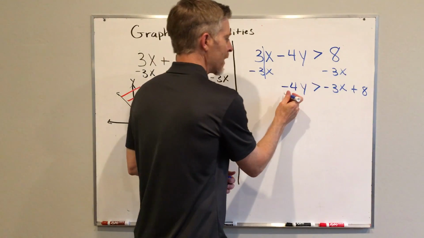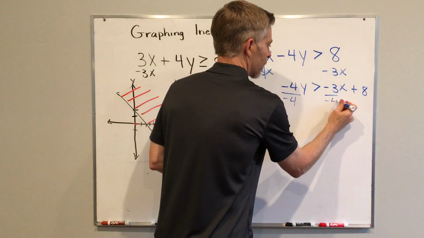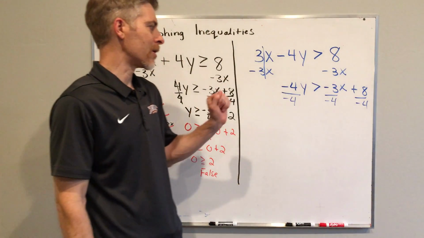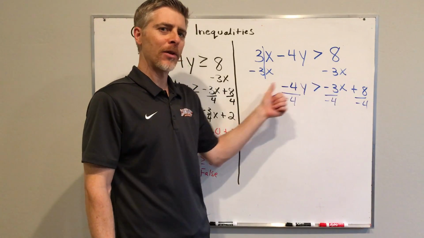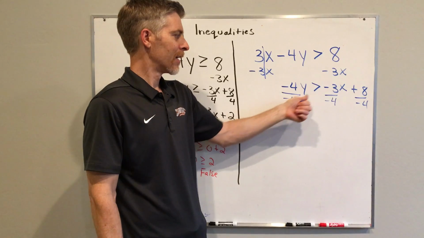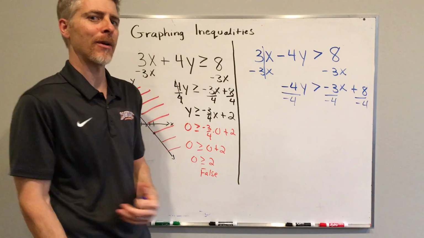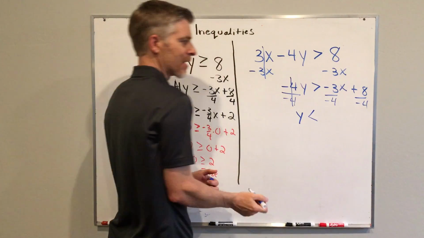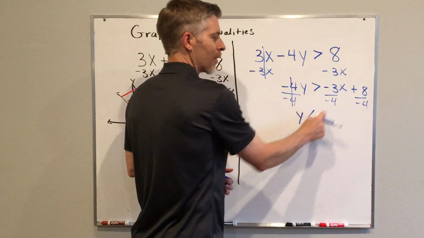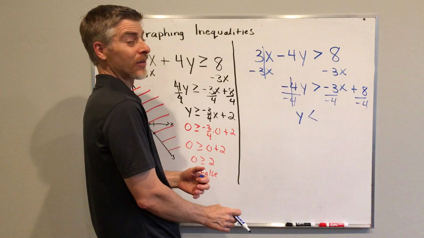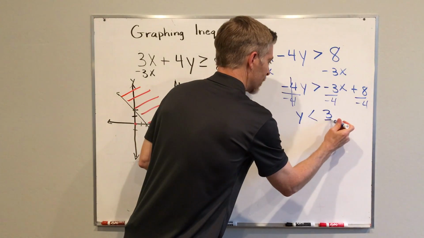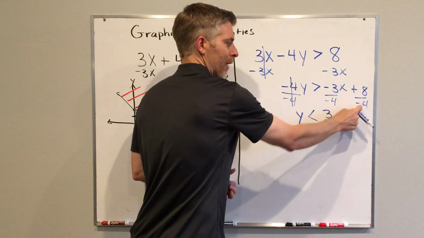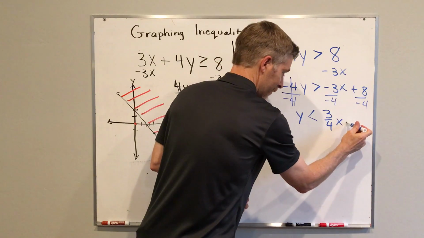Okay, this time we're going to divide by negative 4. Do you remember that special rule that when you multiply or divide both sides of an inequality by a negative, the arrow has to flip the other way? So those cancel. I have y is less than, and I've got negative 3 over negative 4. A negative divided by a negative is a positive. And then 8 divided by negative 4, a positive divided by a negative is a negative.